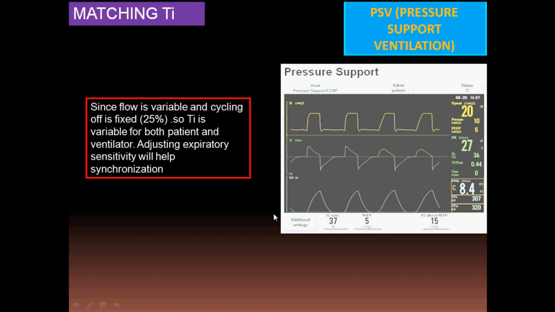When it comes to the inspiratory time, this depends on the preset expiratory sensitivity you set, whether it's 20, 30, something like that. So this will determine the inspiratory time of the ventilator. But what about the inspiratory time of the patient? You have to adjust it. I'm going to talk about it separately.